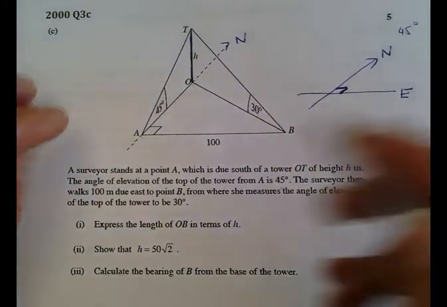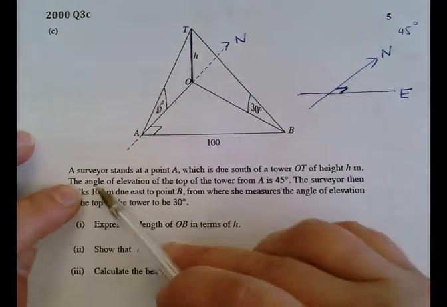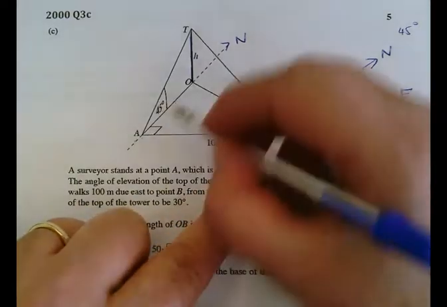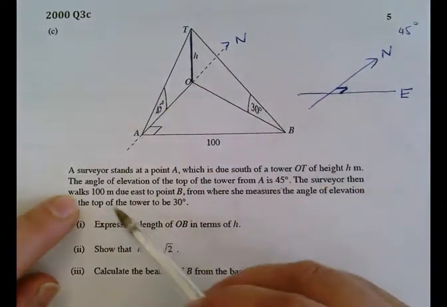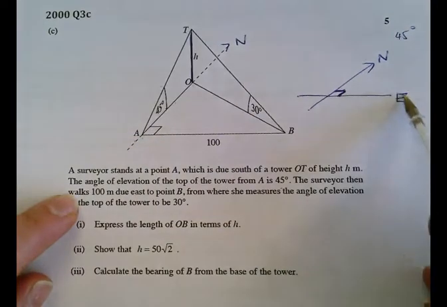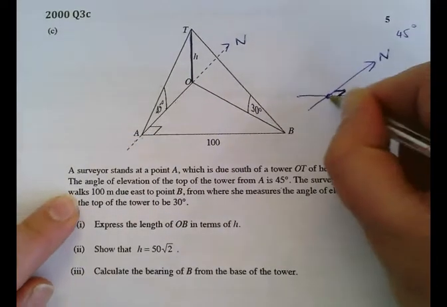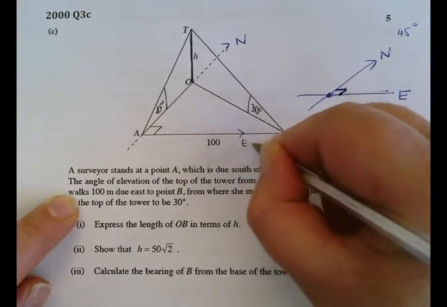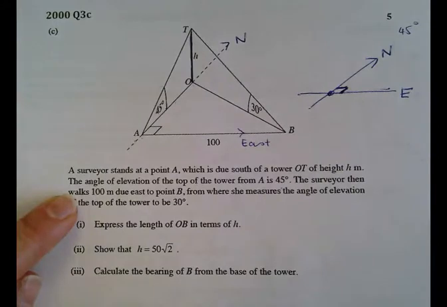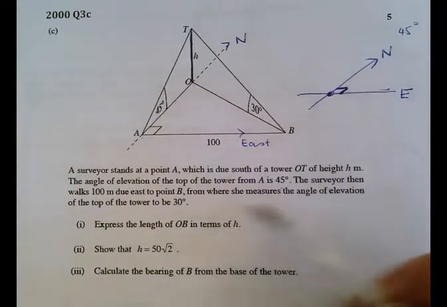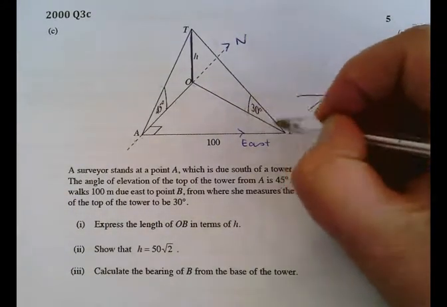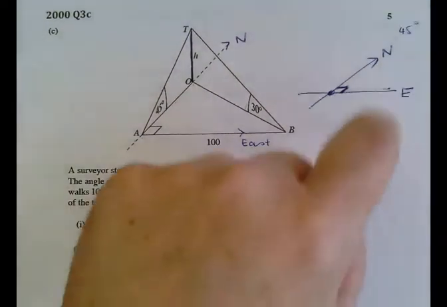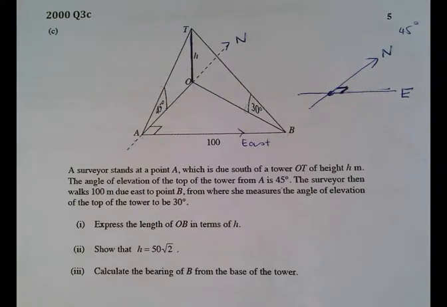Okay. So, height H meters. The angle of elevation of the top of the tower from A is 45 degrees. And the surveyor then walks 100 meters due east. So the surveyor had to start here and then walks due east. So this is my east line. We okay with that? Due east to B, from where she measures the angle of elevation to the top of the tower to be 30 degrees. So that's really, really important, this north being on a 45-degree angle.